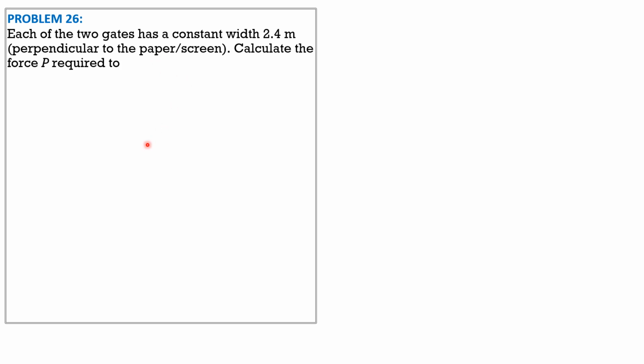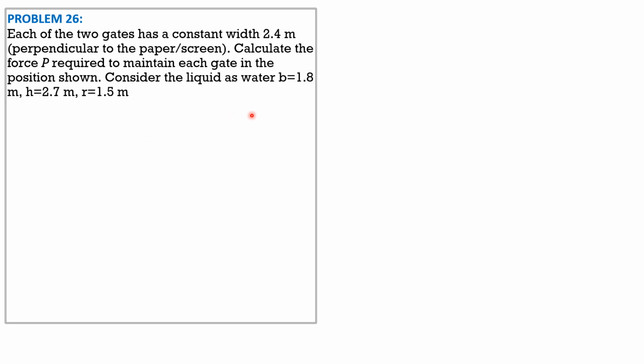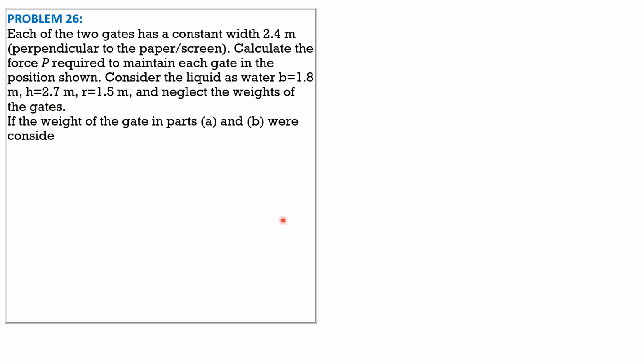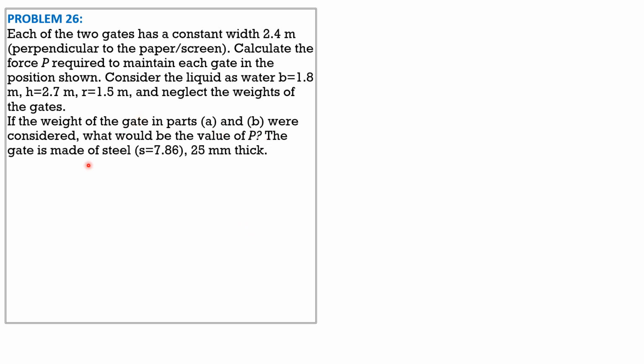screen. Calculate the force P required to maintain each gate in the position shown. Consider the liquid as water with B 1.8 meters, H 2.7 meters, radius 1.5 meters for the second gate, and neglect the weights of the gates. Then if the weight of the gate in parts A and B were considered, what would be the value of P? The gate is made of steel, specific gravity 7.86, 25 millimeters thick.